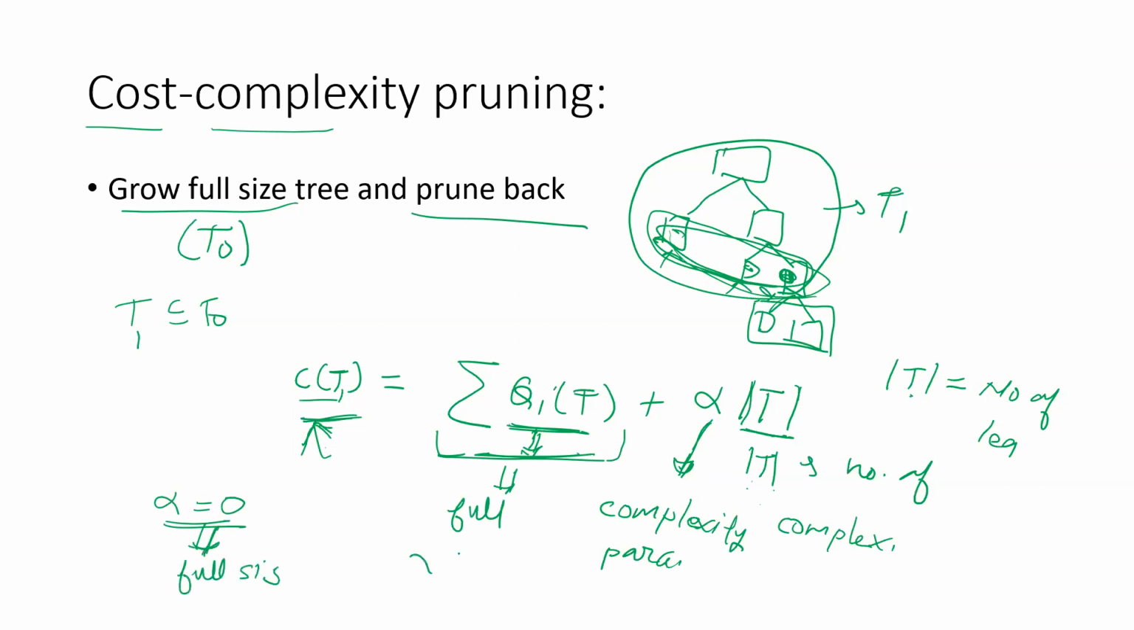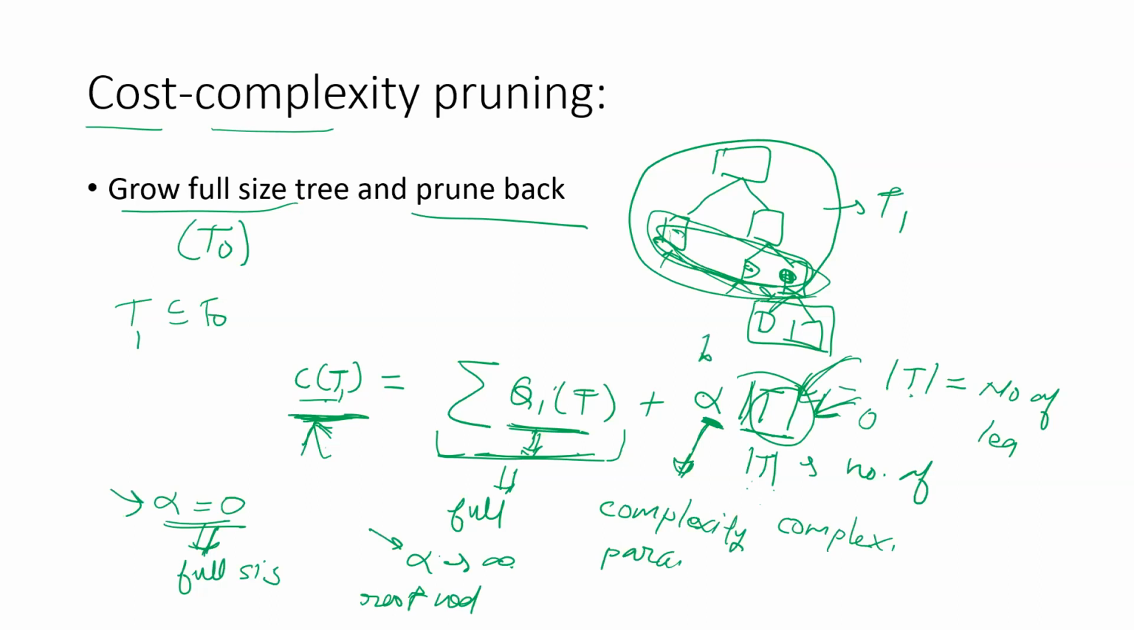And what if alpha tends to infinity? I mean, it goes very, very large. And when will it be minimum? Alpha tends to infinity, so you have to make sure that this goes to 0, because it's becoming large and you want to minimize this. It means the number of leaves goes to 0, which means you have just a root node. Right? So you don't want alpha to be very high, and you don't want alpha to be 0.